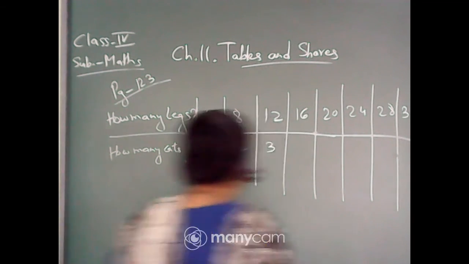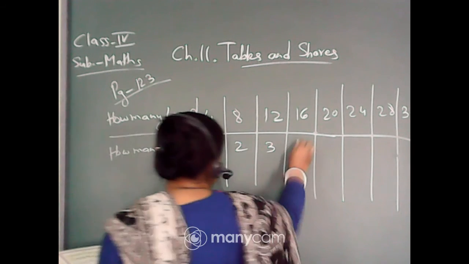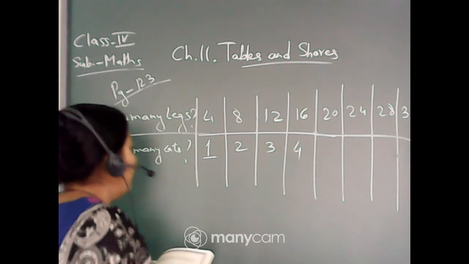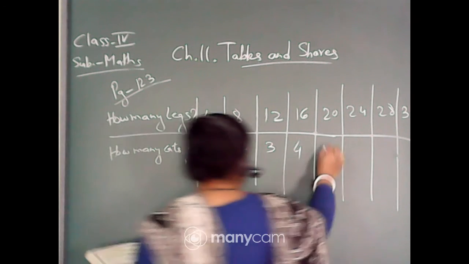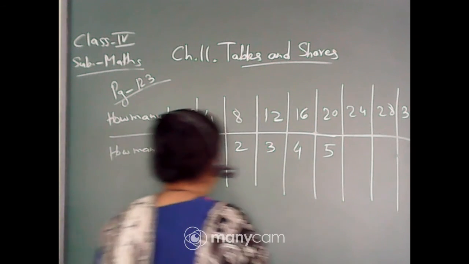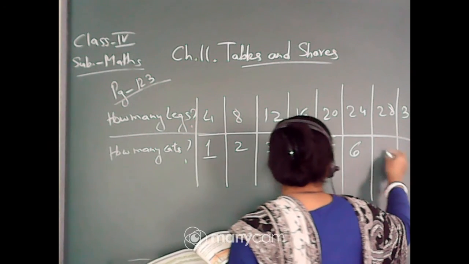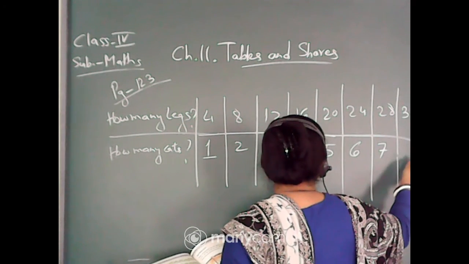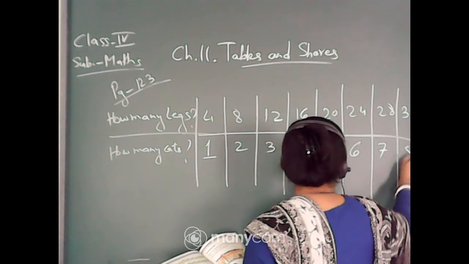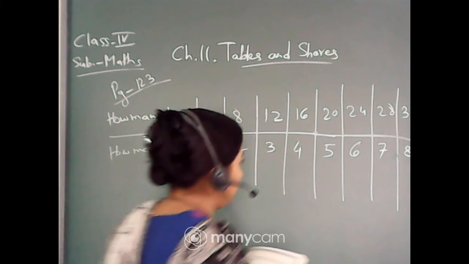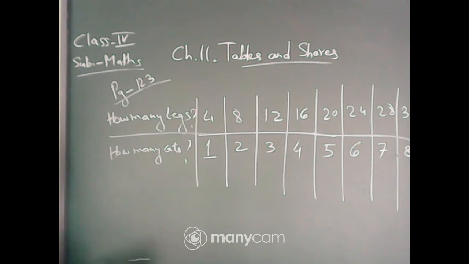Now if there are 16 legs, that means 4 cats. 20 legs, that means 5 cats. 24 legs, so 6 cats. 28 legs, that means 7 cats. And 32 legs means 8 cats. Isn't it?